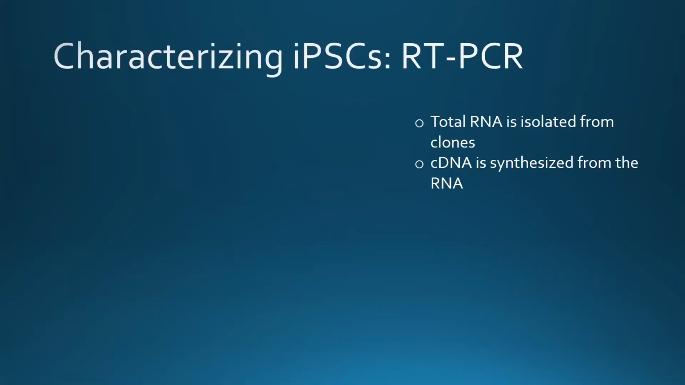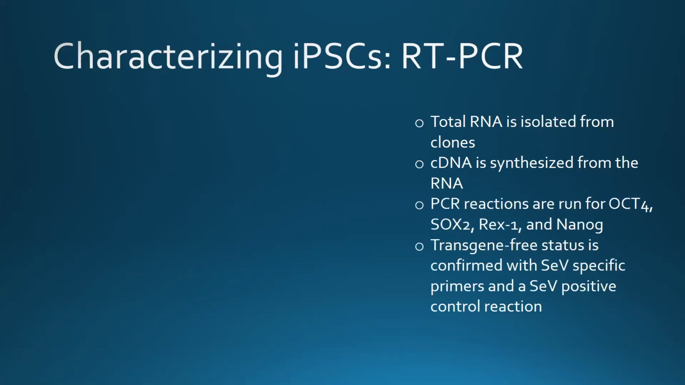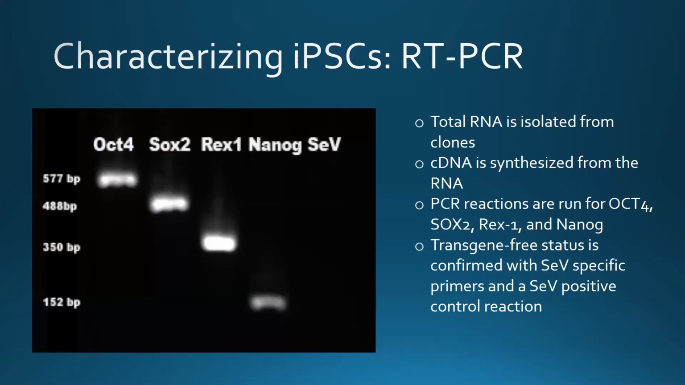The second part is RT-PCR. Total RNA is isolated from the clones. cDNA is then synthesized from that RNA. PCR reactions are then run for OCT4, SOX2, REX1, and NANOG. And then a transgene-free status is confirmed with Sendai-specific primers and a Sendai-positive control reaction. OCT4, SOX2, and NANOG are all involved in the pluripotency pathway, and NANOG interacts with REX1. When cells tend to differentiate, REX1 will be severely and abruptly downregulated. So as you can see here, REX1 is very much present.